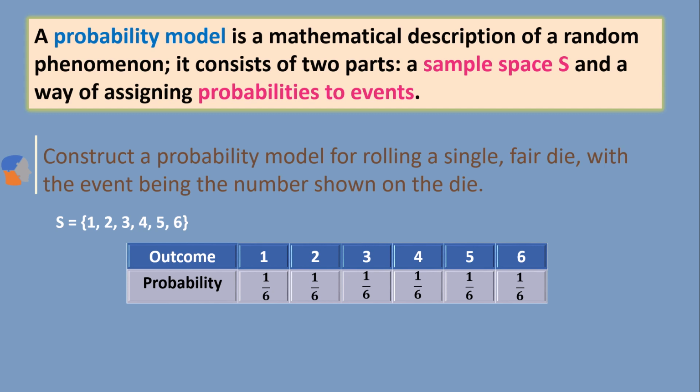And one more thing here. Adding all the probabilities means 1 over 6 plus 1 over 6, and so on. How many times? 6 times, right? So what is the summation of these probabilities? It is 1. Yes, it must always be 1. The total probability must always be 1. That is the probability of the sample space. I will explain that in more detail later.